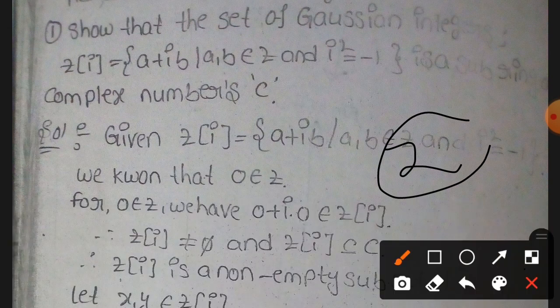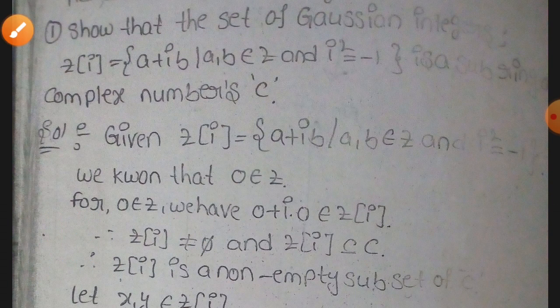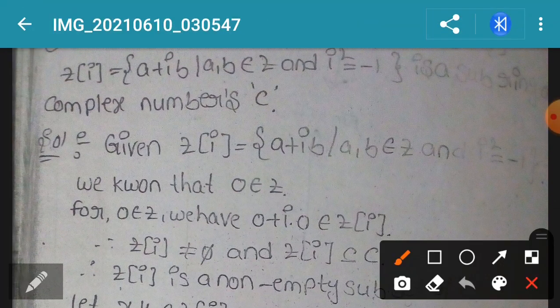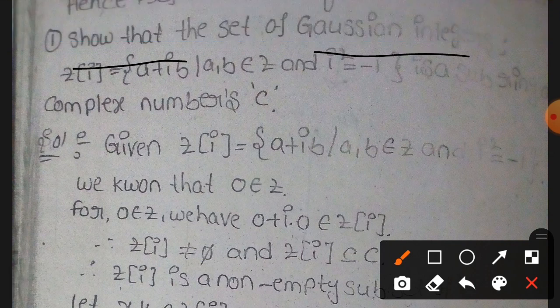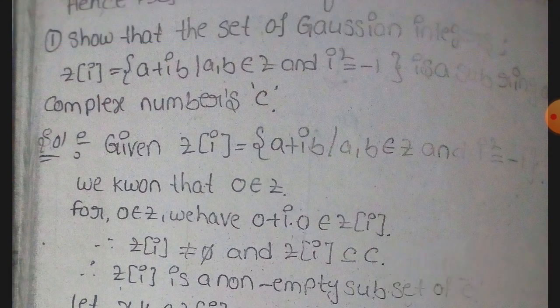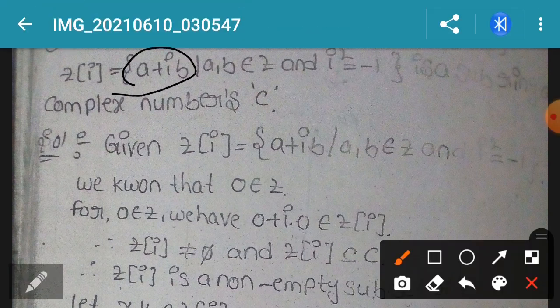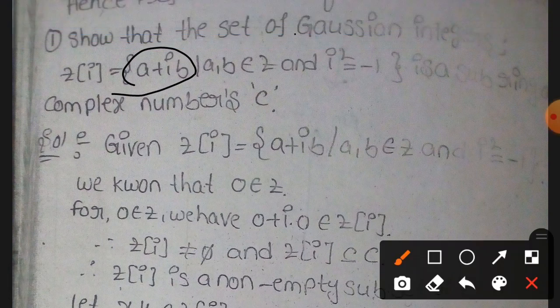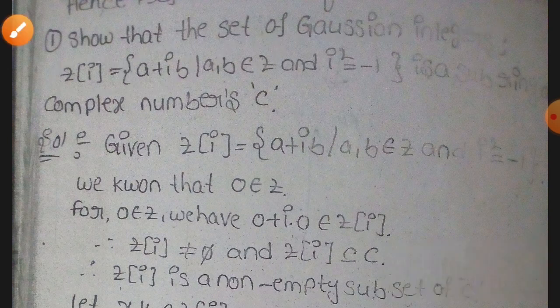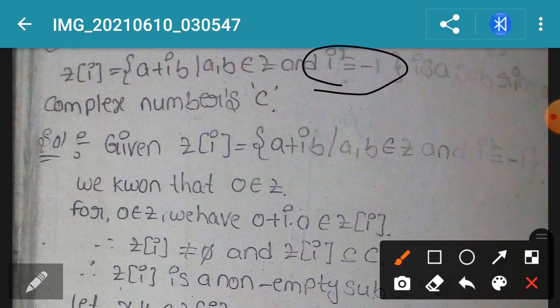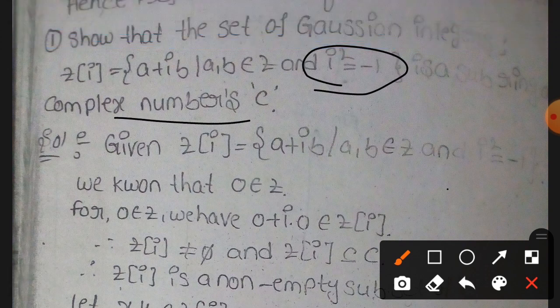Now we go to the subring test theorem and a model problem. Show that the set of Gaussian integers Z[i], the numbers of the form a plus ib, where a, b are in Z, the integer set, and i squared equals minus 1, is a subring of the complex numbers C. Is it a subring or not is our question.